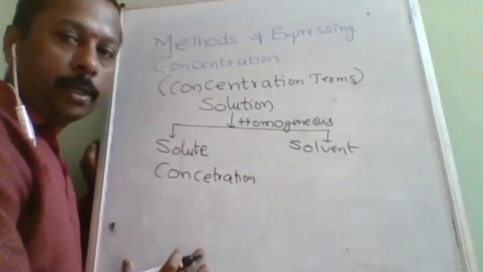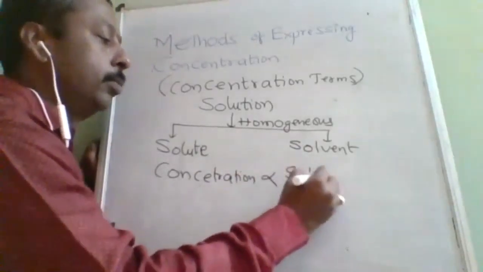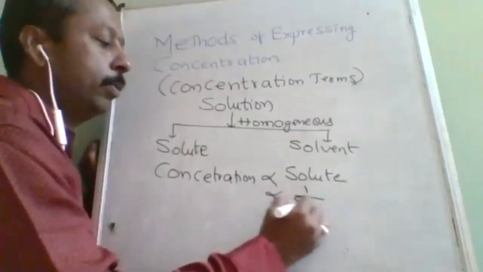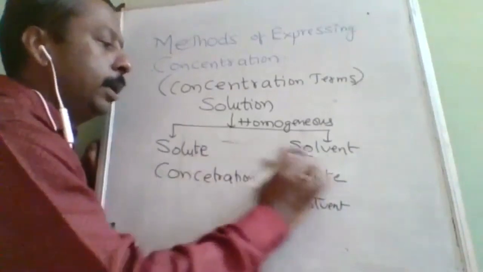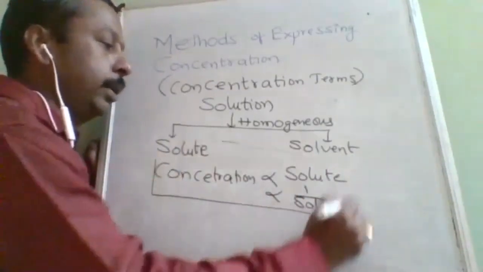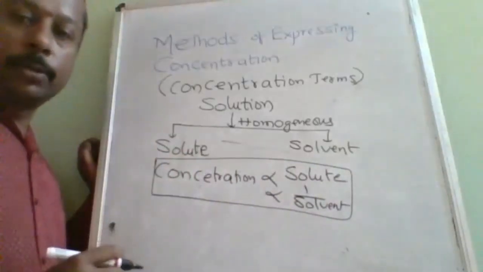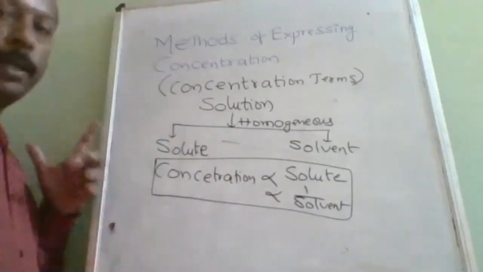In some cases it is with respect to the solution. So concentration is directly proportional to the amount of solute and inversely proportional to the amount of solvent. Let it be any method of expressing concentration, it will always be directly proportional to solute and inversely proportional to solvent. Is it understood?